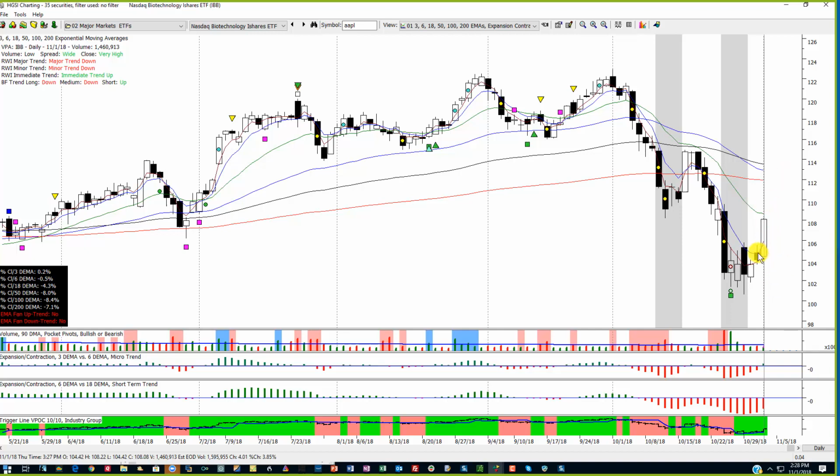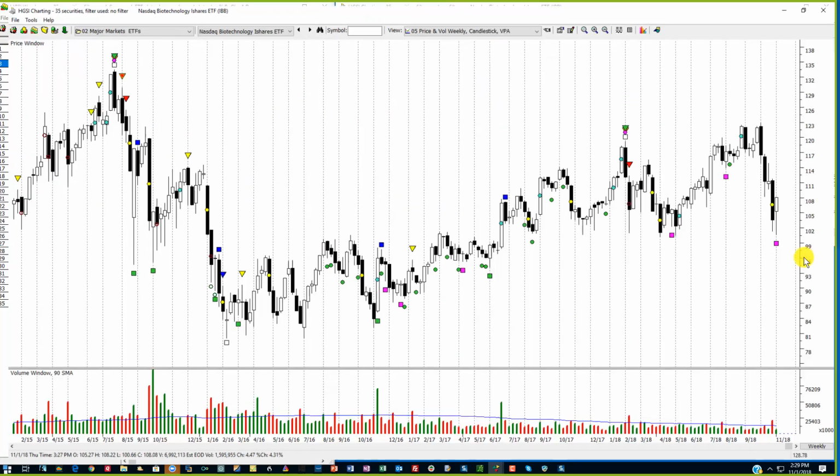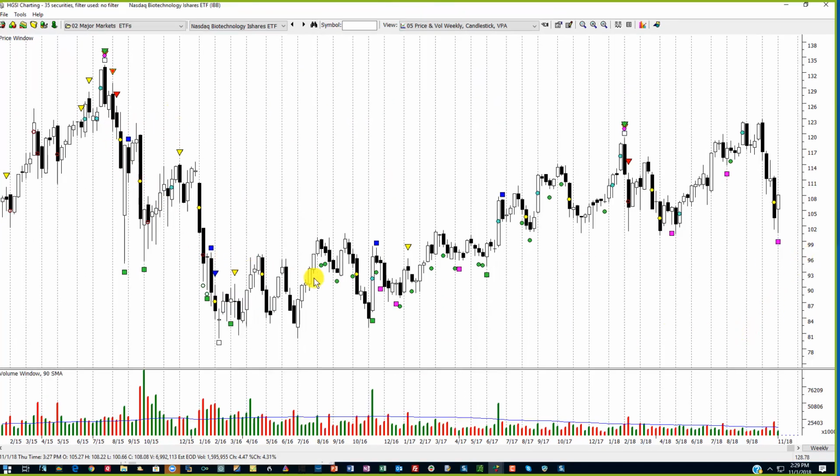It's kind of hard to see, but if you do it on your own screen, you'll be able to make this out. It's easier to look down here at the histogram to see when this went into effect, or when it's signaled, I should say. I also like to look at the weekly chart. This shows you how choppy this ETF can be.